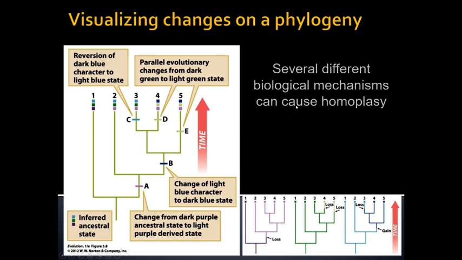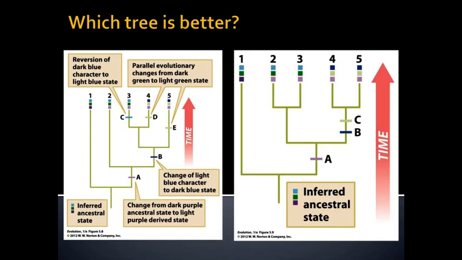Okay, so there are two mechanisms. Remember, convergence and symplesiomorphy, or loss of a feature in one of the descendants or more, that can help us explain homoplasy. Now, it turns out that with this phylogeny, there's a better phylogeny that's simpler than this one.